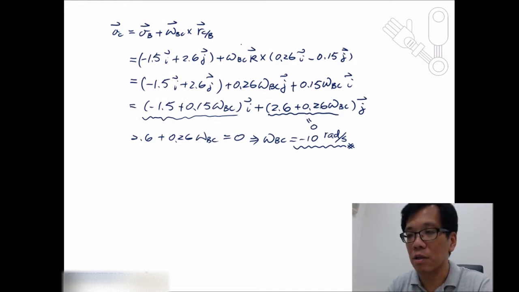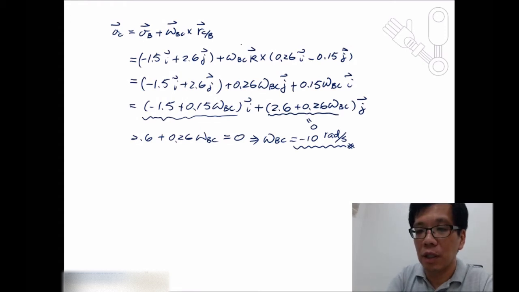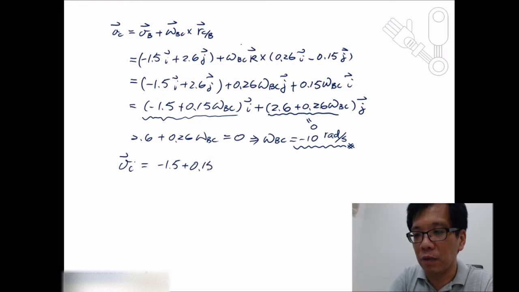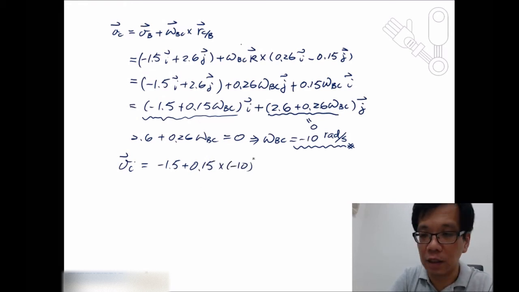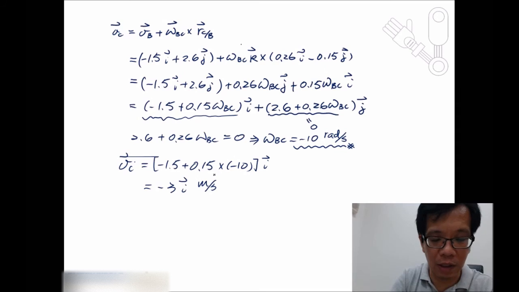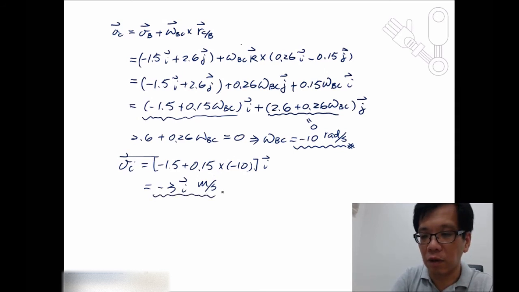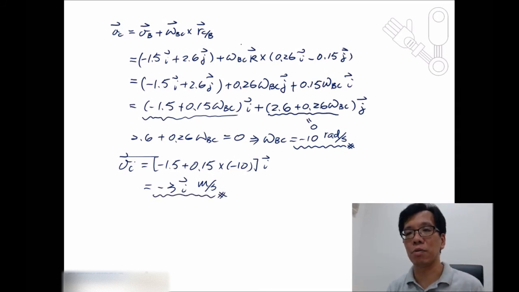When we have this specific number, then VC is going to be negative 1.5 plus 0.15 multiplied by negative 10, of course, I. Then you're going to get this answer is going to be negative 3 I meter per second. This one over here is going to be my answer as well.